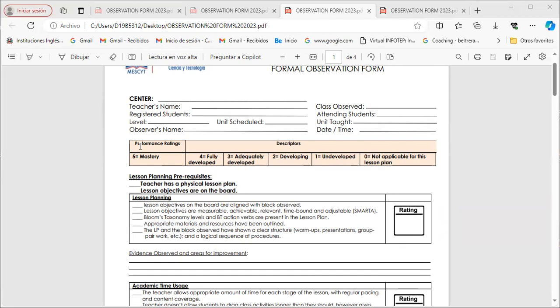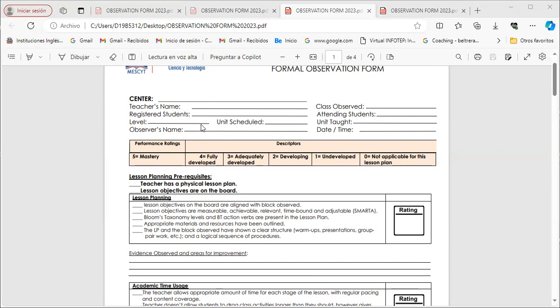Here are, I mean, the first part of the rubric is the center. You will write the center you're visiting, the teacher's name you're observing, the class that you're observing, morning, afternoon, or night, how many students are registered. You ask that question to the teacher being observed, and then you count the students in the classroom to make sure that the amount of students registered are attending class that day.